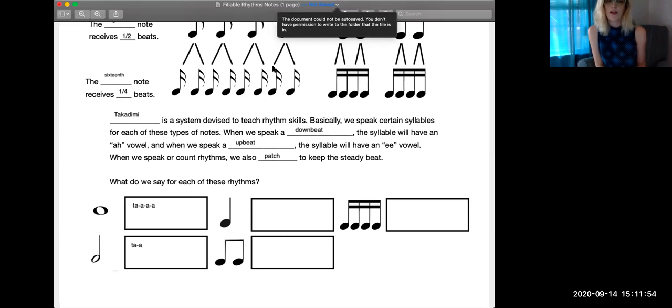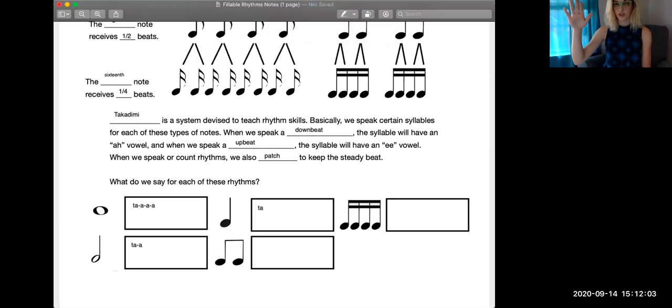That's 1, 2. And the next one we'll go over is the quarter note. Since that is just 1 beat when we're patching, it's just going to be ta. And that's your division. That's your upbeat up here. So you do have to keep holding through that. So it's ta. Go ahead and speak that quarter note with me. 1, 2. Ready, go. Ta.